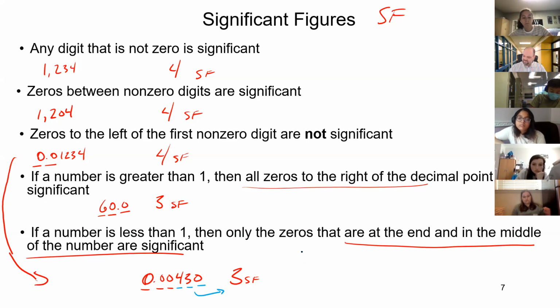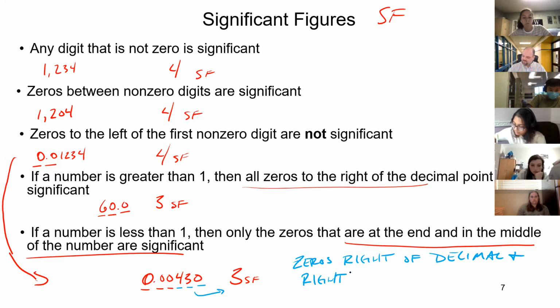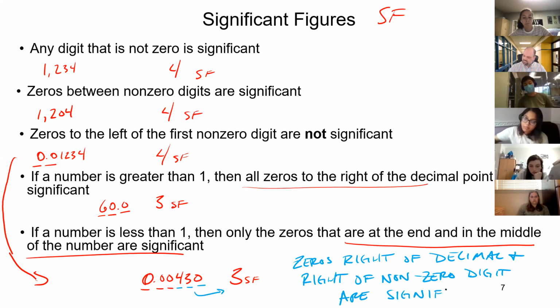Again, the way that I think about this is that zeros right of the decimal and right of a non-zero digit are significant. That's just another way of thinking about that rule, a little different wording.